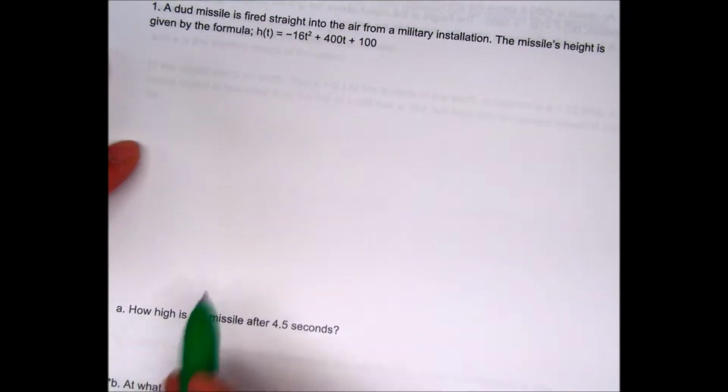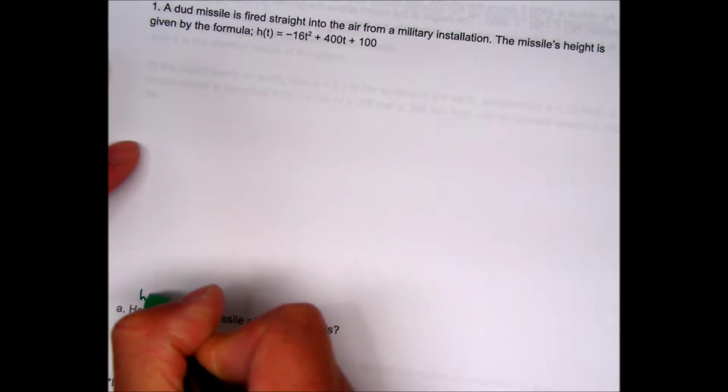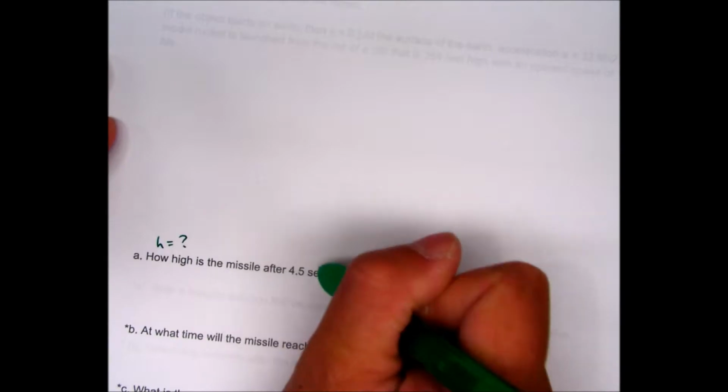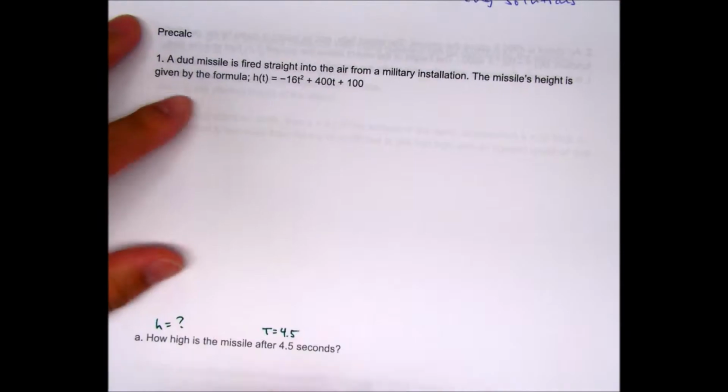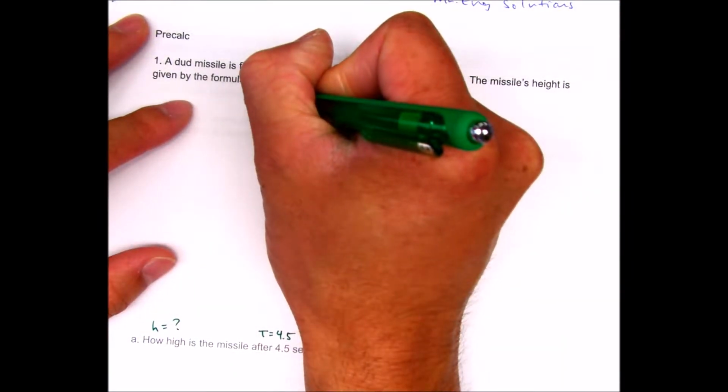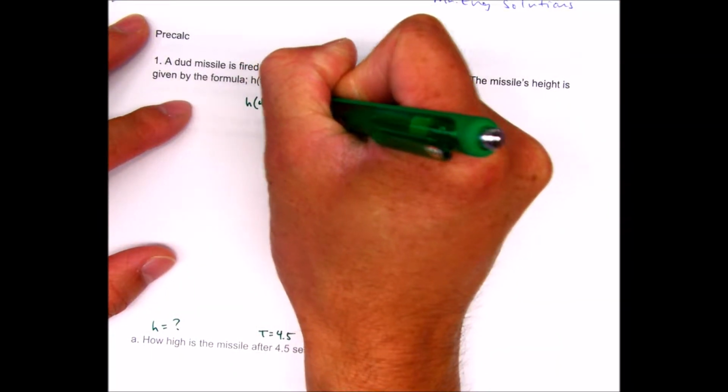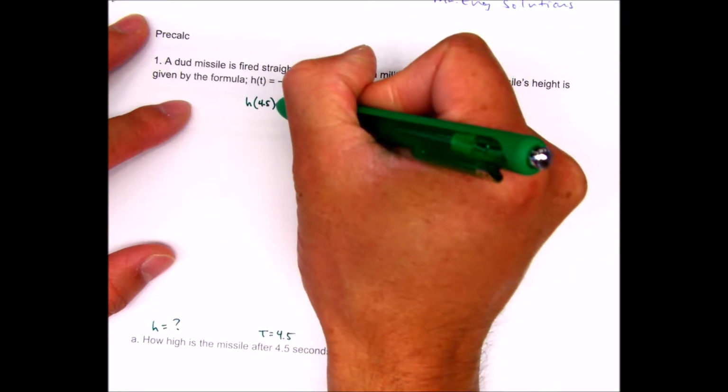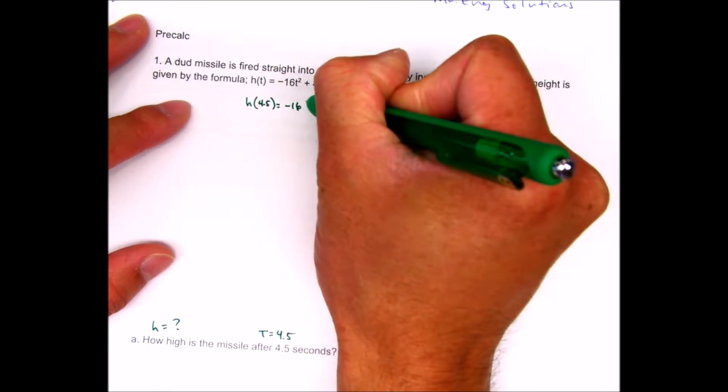So how high, that's your h value. After 4.5 seconds is t. So I'm going to change my t's to capital T's. So if t is 4.5, essentially what they want in this problem is your height after 4.5. So basically every t value I'm going to replace with 4.5.